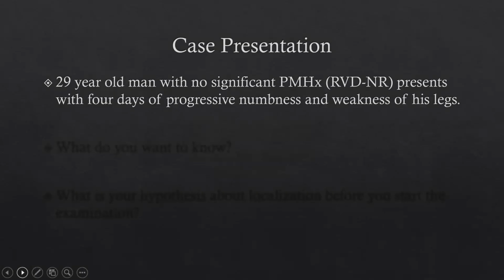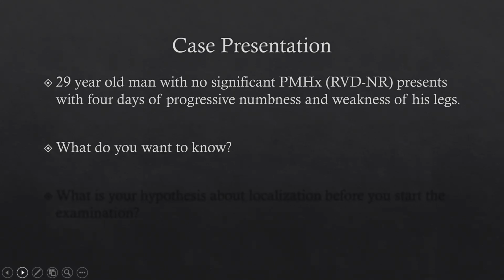So the first scenario is a 29-year-old man with no significant past medical history who was HIV negative, who presents with 4 days of progressive numbness and weakness of his legs. When you have such a scenario, of course, you're asking yourself what more information you would want to know about this patient.